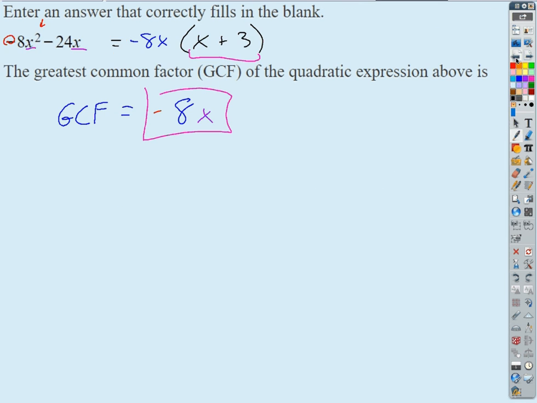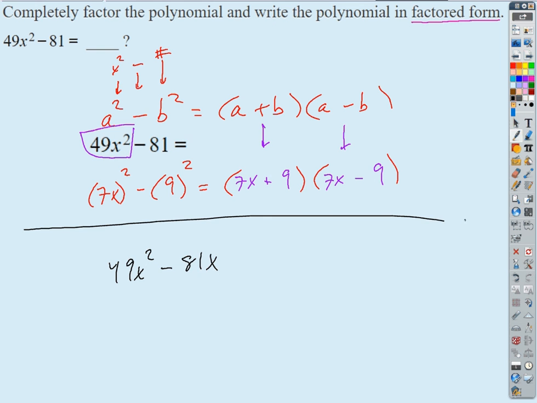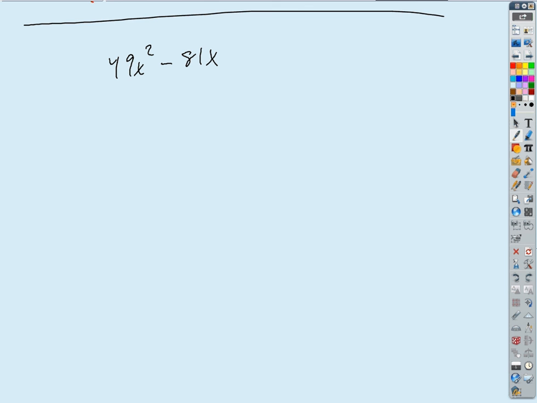What if I asked you to do this one? What if we go back to this previous page? What if I had one that was negative 8x squared minus, oops, that's wrong. That's the wrong one. Let's do this one. What if I had one that was 49x squared minus 81x? Different problem. I can take out an x, right? That's a super easy one.